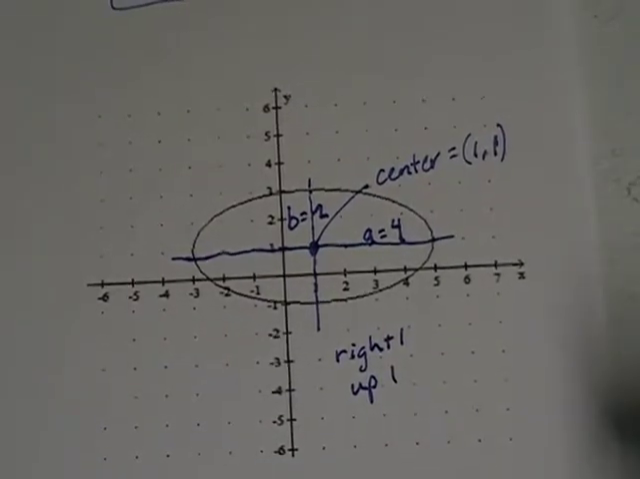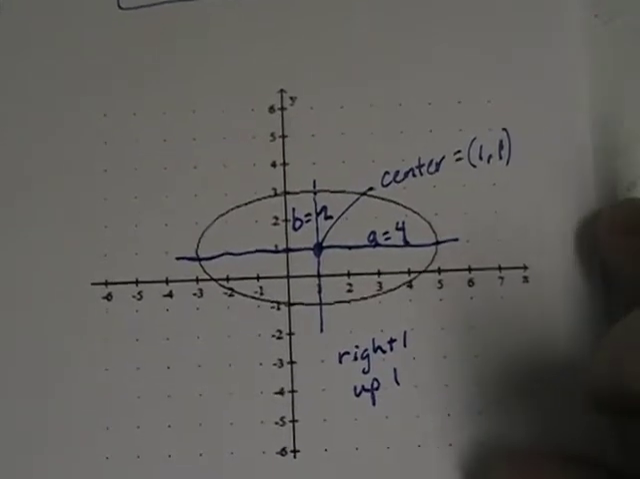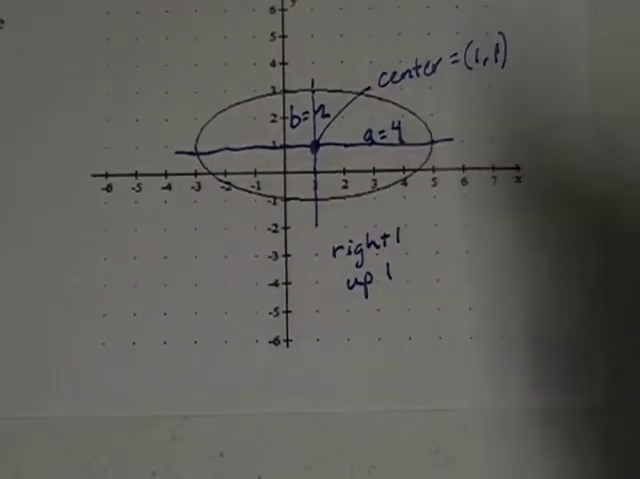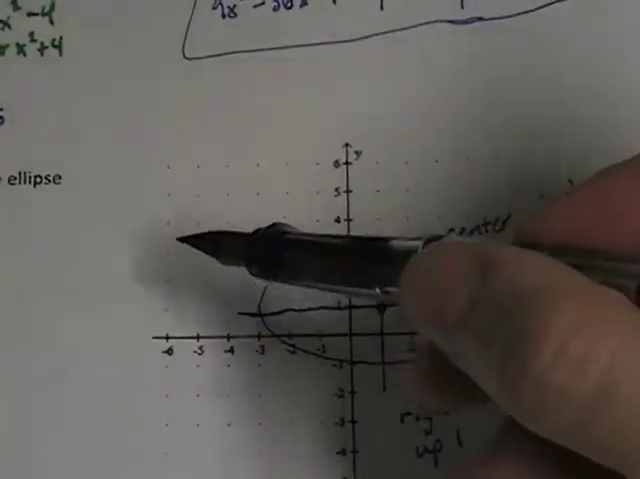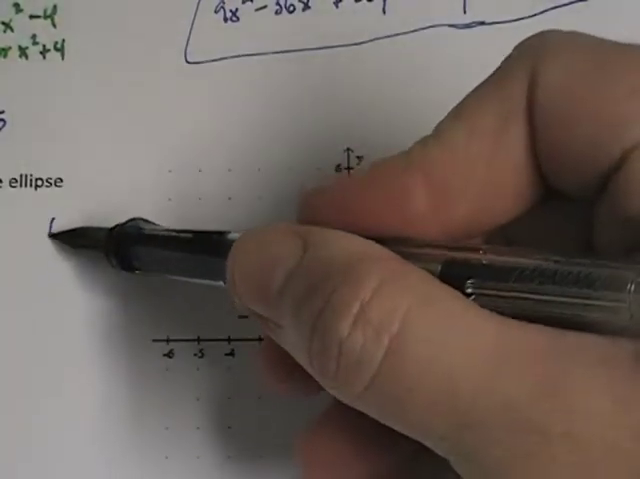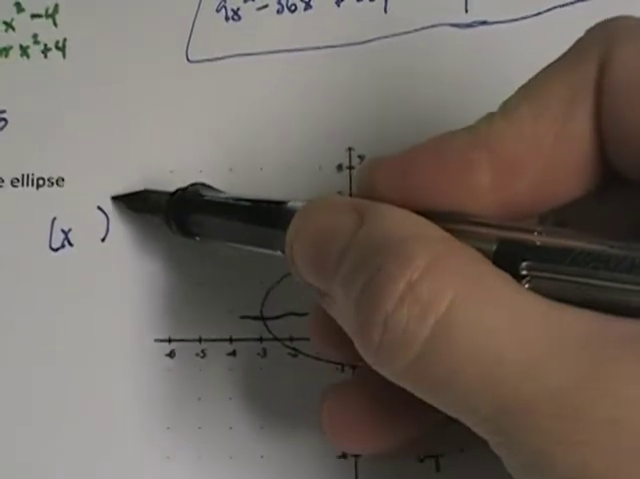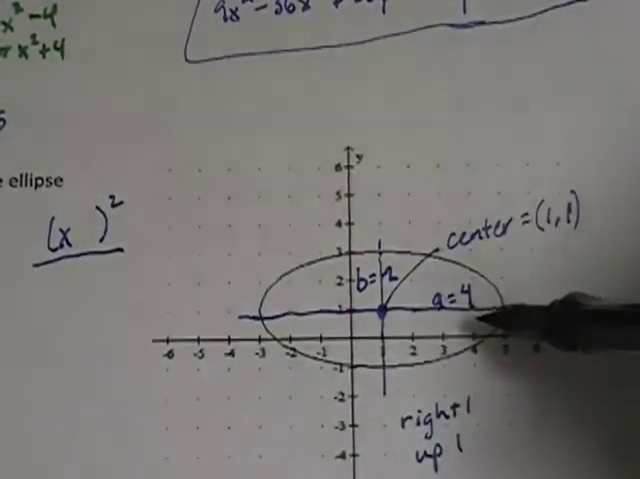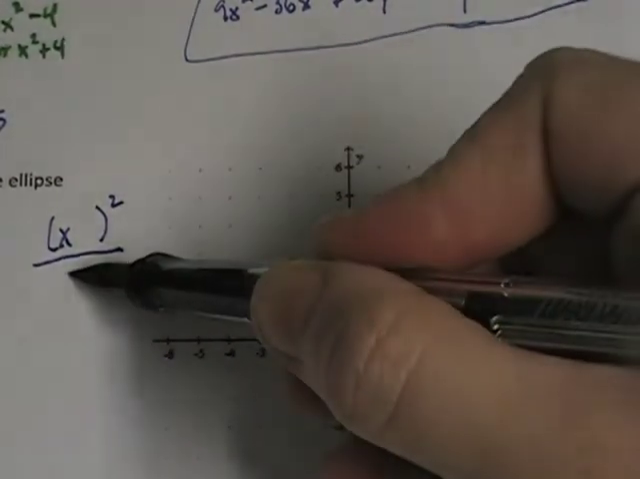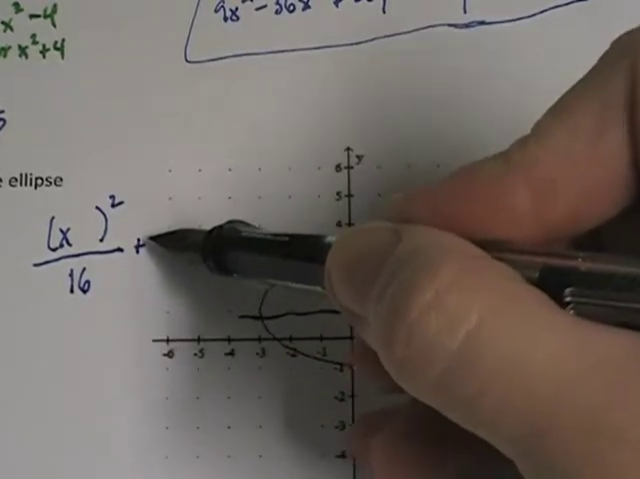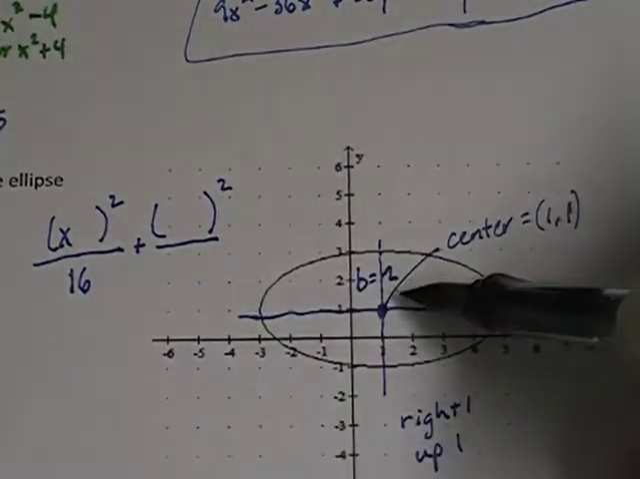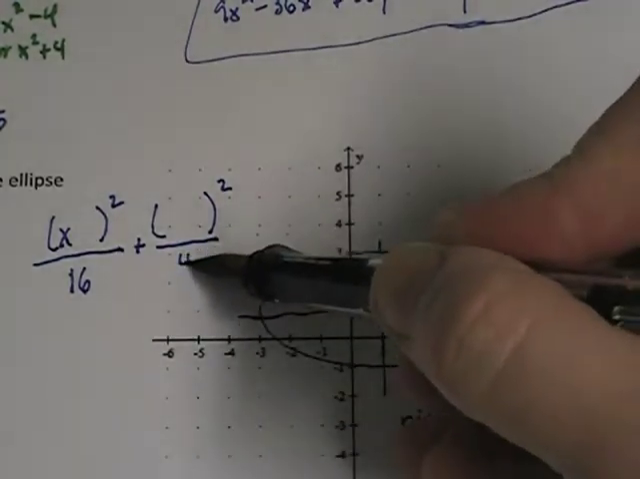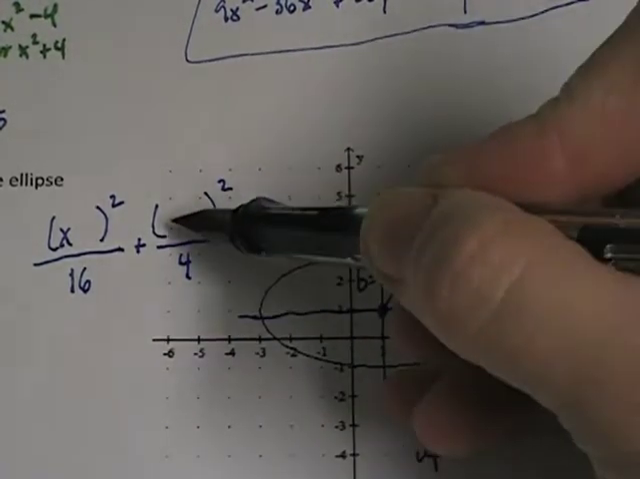What's that going to look like in the equation? And so the equation is going to look something like this. I'll actually put it over here. So it's going to be x squared over a squared. So that'll be 16 plus y squared over b squared, which will be 4, is equal to 1.